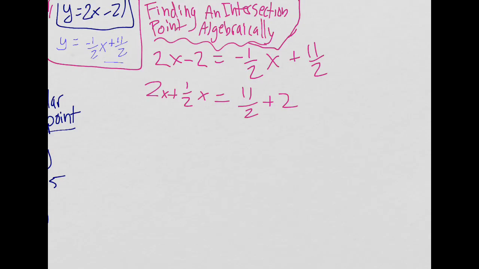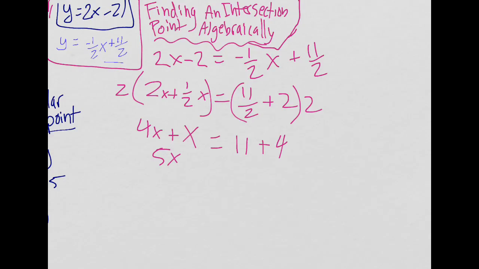Now I could go through and get a common denominator and deal with fractions, but a nice thing about equations is that as long as you do the same thing on the left and on the right, you can do whatever you want. So I'm going to multiply both sides by 2, the entire sides, not just one term. Then 2 times 2x gives me 4x, plus 2 times 1/2 gives me 1, so I'm left with 5x. See, I got rid of my fraction there. Equals, distribute that 2 in, 11 halves times 2 is 11, plus 2 times 2 is 4. So now I don't have to deal with those fractions, which is kind of nice.